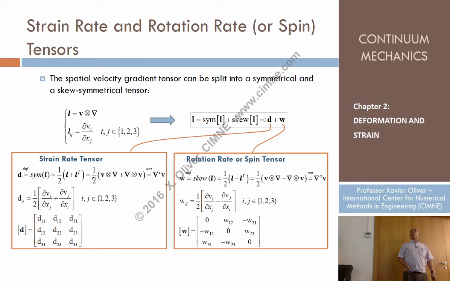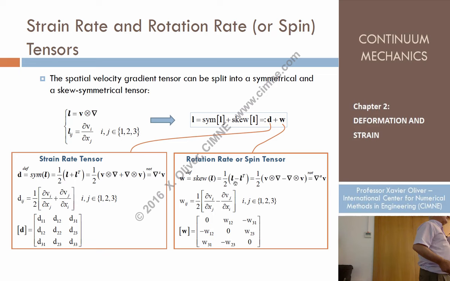And the sum of this plus this, how much is that? One half of L plus one half of L is L, plus one half of L transposed minus one half of L transposed cancels. So these are two tensors that, summed, return the original tensor, one of them being symmetric and the other one being skew symmetric. And that's something that we can always do for any second order tensor. We'll do that type of operation sometimes, because we are interested in these kinds of things.